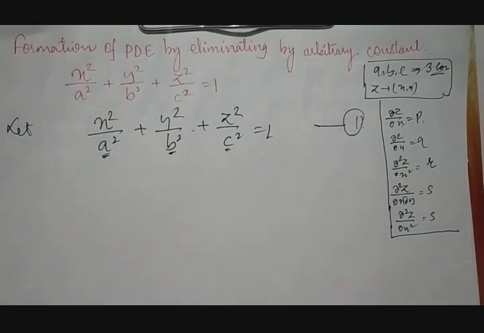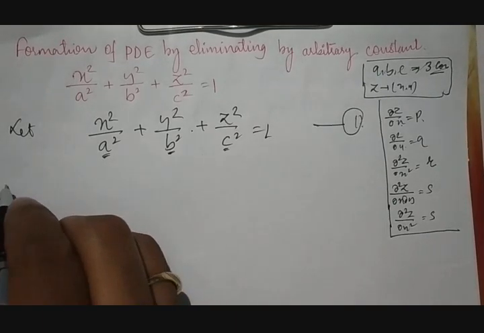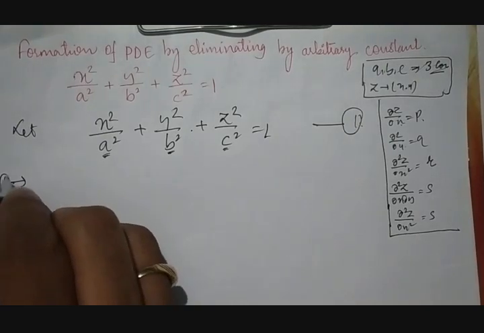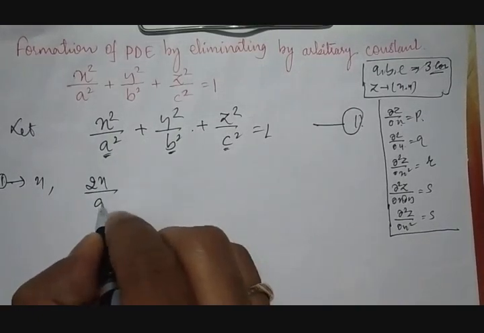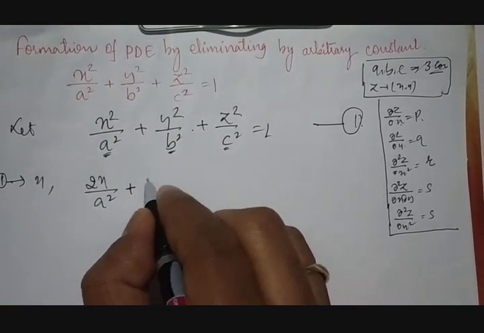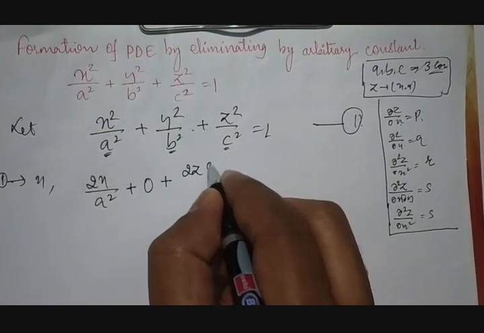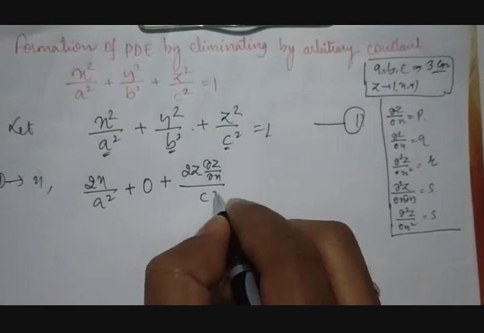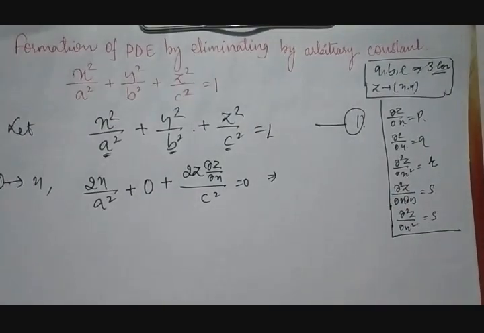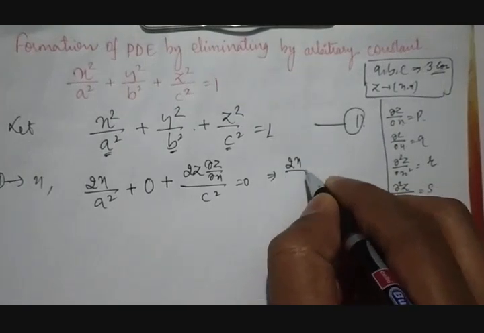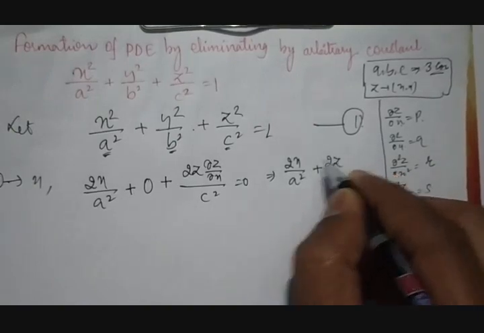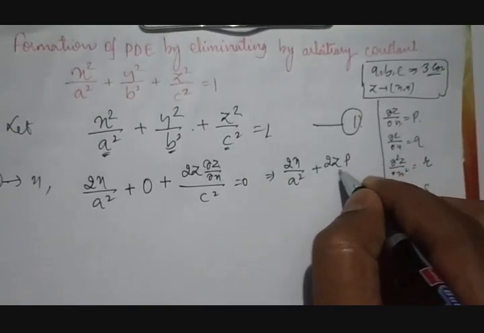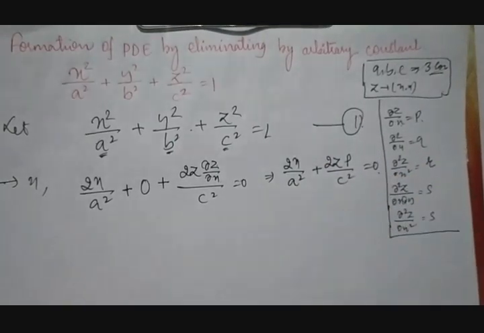If required we'll take them; if the terms already got eliminated, no problem at all. Let us start. Differentiate equation number 1 with respect to x partially. It becomes 2x divided by a square plus 0 plus 2z dou z by dou x divided by c square equal to 0. That means 2x divided by a square plus 2z p divided by c square equal to 0.